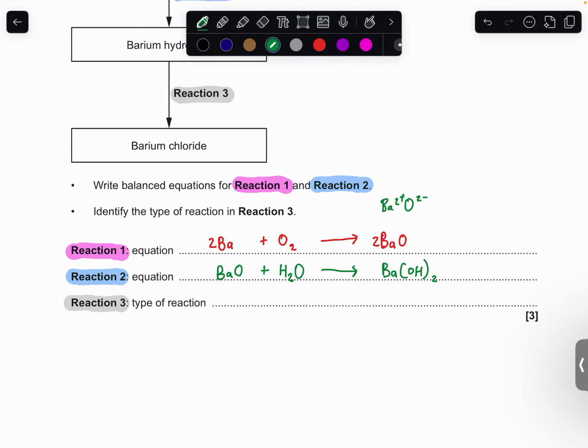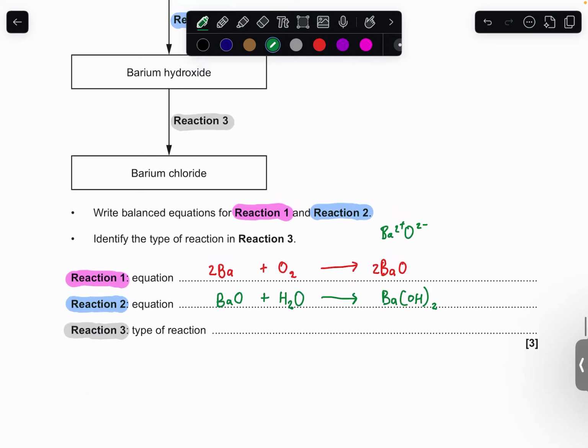Reaction 3, what type of reaction is it when you're getting a hydroxide? You're reacting it with something to give you a chloride, which is a salt. And as a salt, we know an acid plus an alkali goes on to give you a salt and water. So this type of reaction is an acid-base or a neutralization reaction. What is a neutralization? Where you've got an H+ reacting with a base.